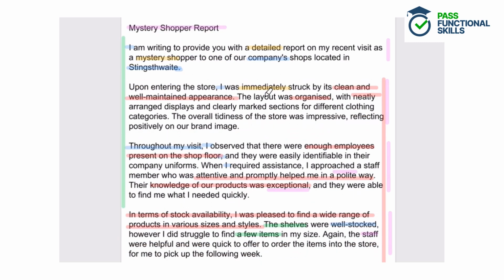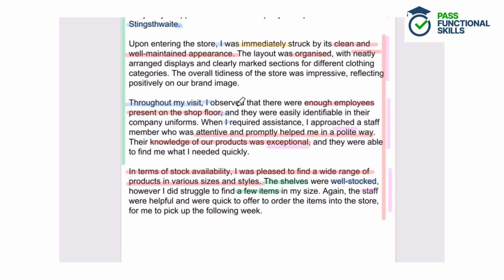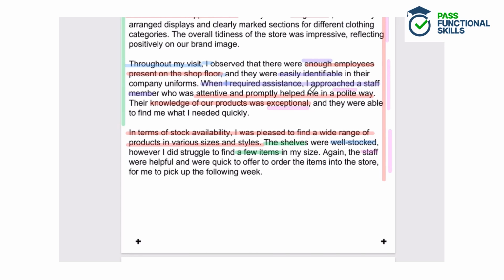So for example, in the third paragraph, when we're focusing on employees, we've got this first complex sentence that is making two different points about employees, saying that there is enough of them and they were easily identifiable. And then they have explained further that when they required assistance, they approached one of these staff members. So they've linked to the previous sentence by talking about the employees and then explaining that they are attentive and helped them. And then they've linked on by saying their knowledge of products was exceptional, still talking about the employees. And they were able to find me what I needed quickly. So these sentences flow on from one another really effectively.